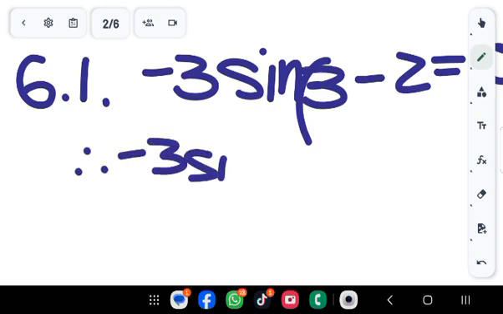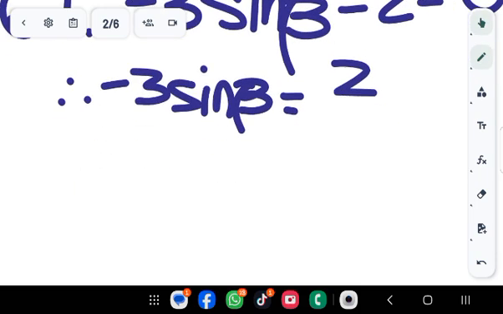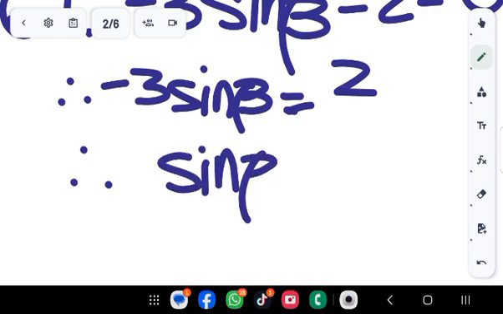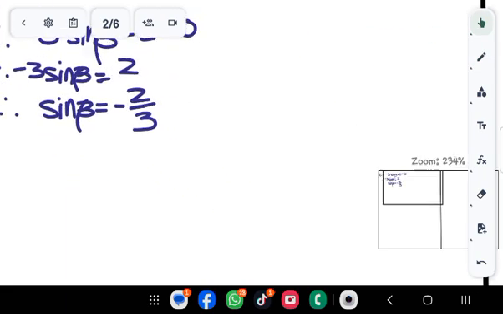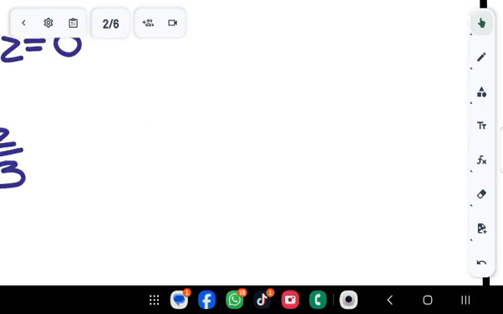So that will be minus 3 sine of beta. Let's take this to the right hand side and it becomes 2. Now let's divide both sides by negative 3 to get sine of beta on its own. That will leave us with negative 2 over 3. Now let's try and figure out where this angle is situated in the Cartesian plane, the CAST diagram.